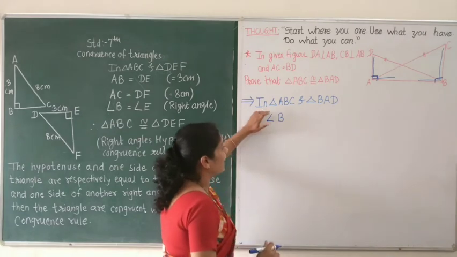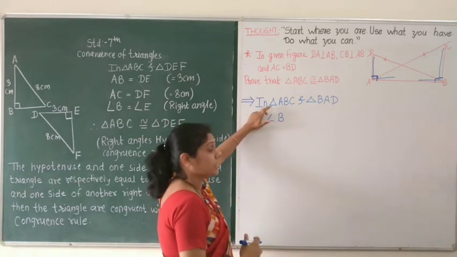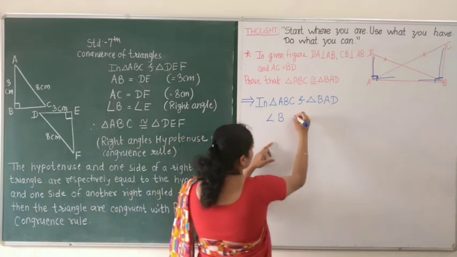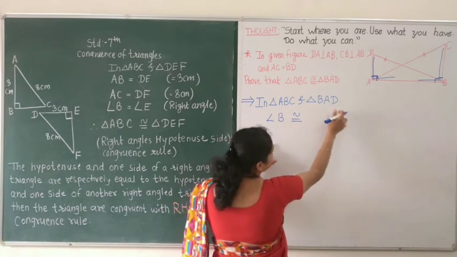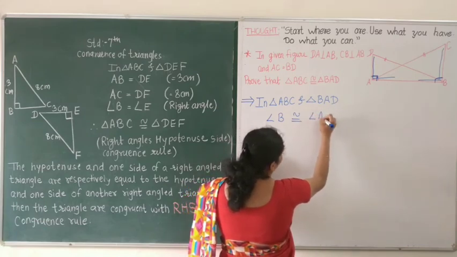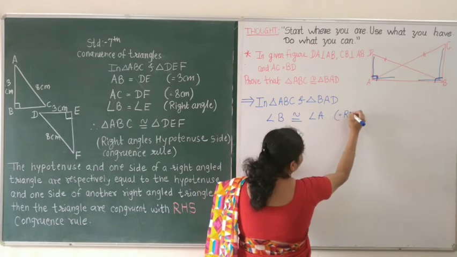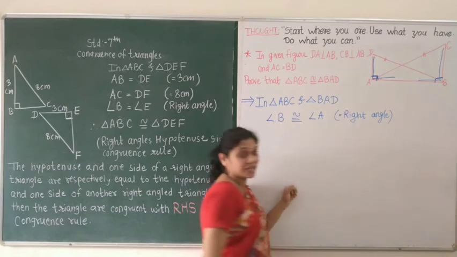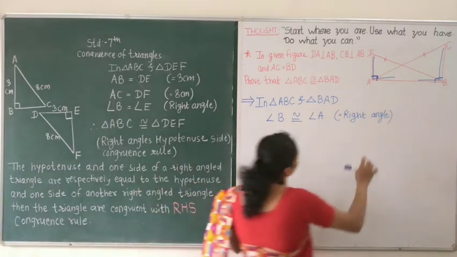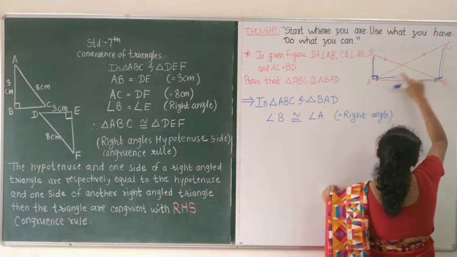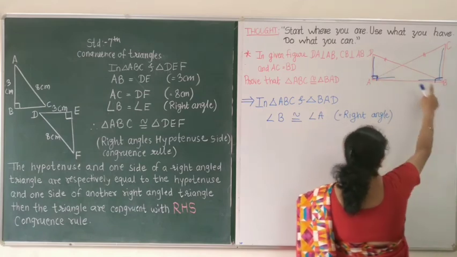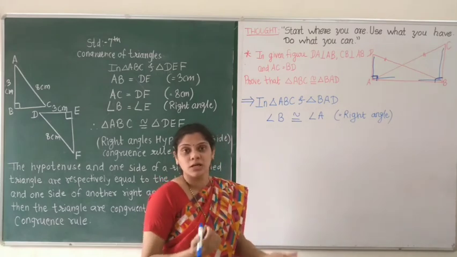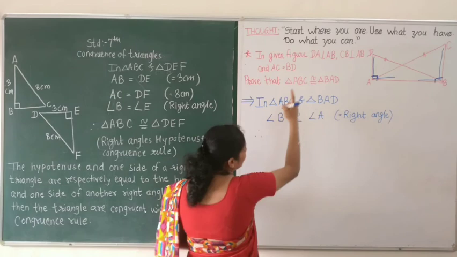Look here, if we are going to write triangle ABC first, then we have to write all the parts related to ABC first. So in BAD, angle A, and both are right angles. Then H, that means hypotenuse. Look here, in triangle ABC it is AC and in triangle BAD it is BD; these are the hypotenuses because these sides are exactly opposite to the right angle. So both are already equal.